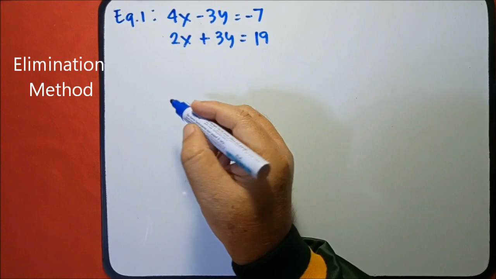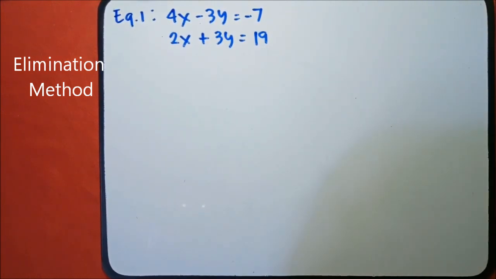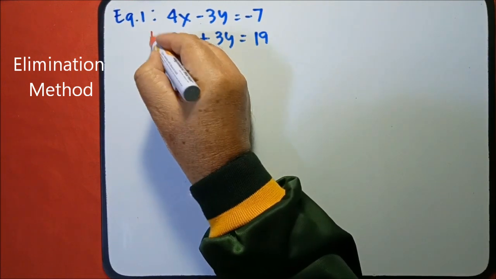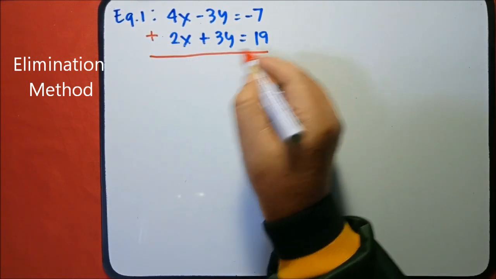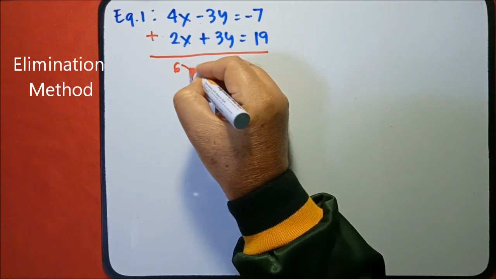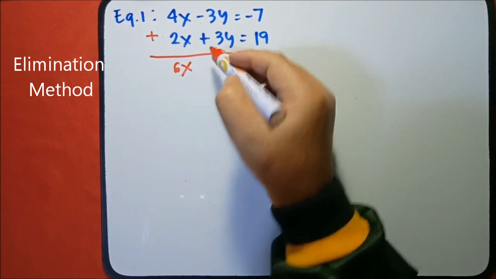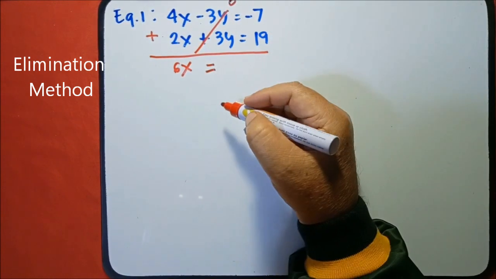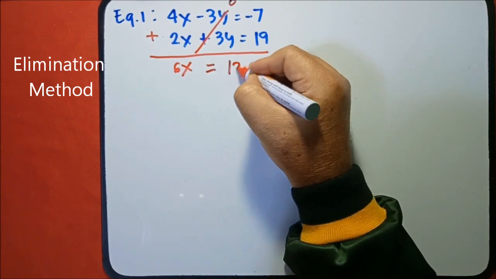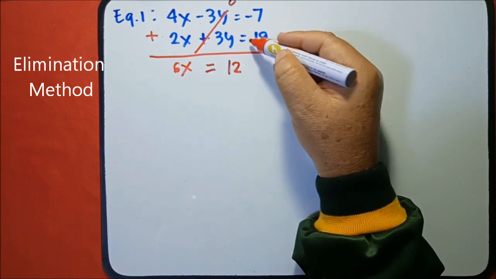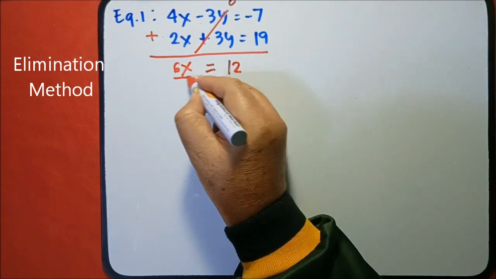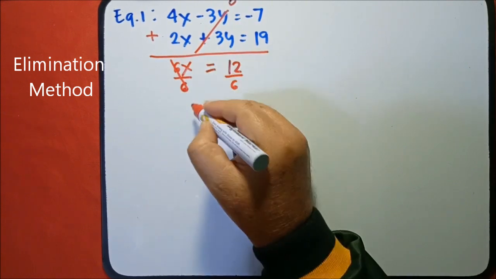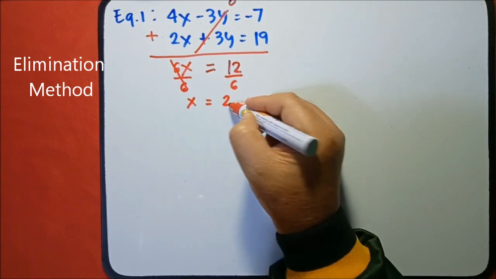Okay. Ano ang gagawin mo ngayon? Since meron ka ng variable na pwedeng i-cancel out, no? I-plus mo silang dalawa. I-add mo ngayon. 4x plus 2x will become 6x. Negative 3y plus 3y magiging 0. Then, negative 7 plus 19 magiging 12. Bakit 12? Kasi mas malaki ang 19. Copy the sign of the greater number. So, what is the value of your x? 12 divided by 6. So, 12 divided by 6, x is equals to 2.